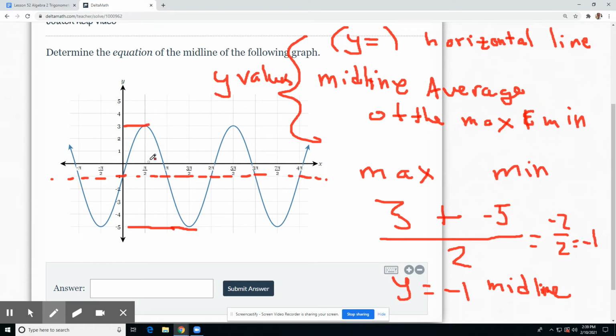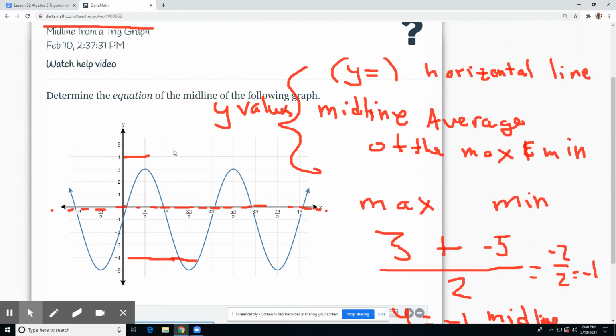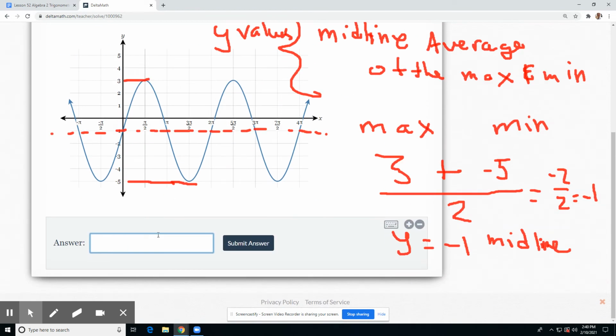So that's 1, 2, 3, 4 units up, 1, 2, 3, 4 units down, which would be called the amplitude, just to get us used to the vocabulary here. But in this case, we're just looking for the midline. The midline, and they want the equation of the midline. So my equation should be y equals -1.